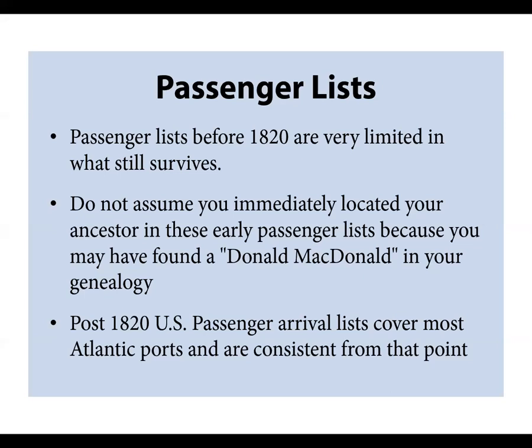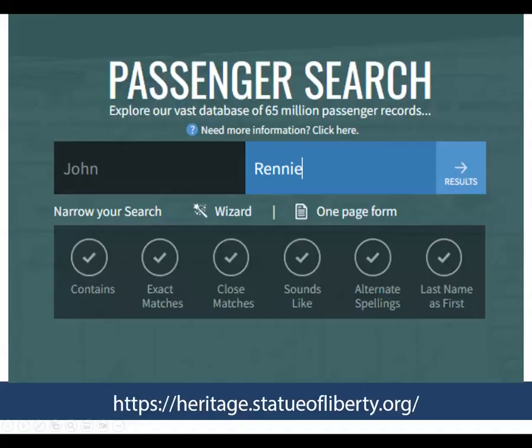Now, post-1820 U.S. passenger arrival lists cover most of the Atlantic ports and are consistent from that point on forward. Here's an example of a website I did a search for on heritage.statueofliberty.org. It's a free website for those that came in through Ellis Island, and this has a database of over 65 million passengers.